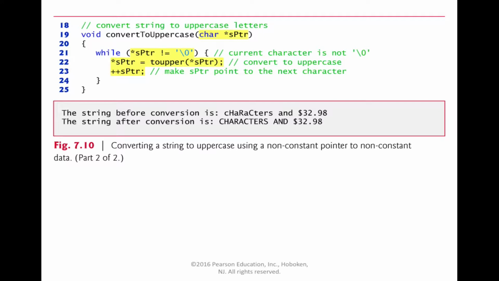So we end up with mixed case characters before conversion and all uppercase characters after conversion. So it's pretty simple how we do that. So that's non-constant pointer to non-constant data.